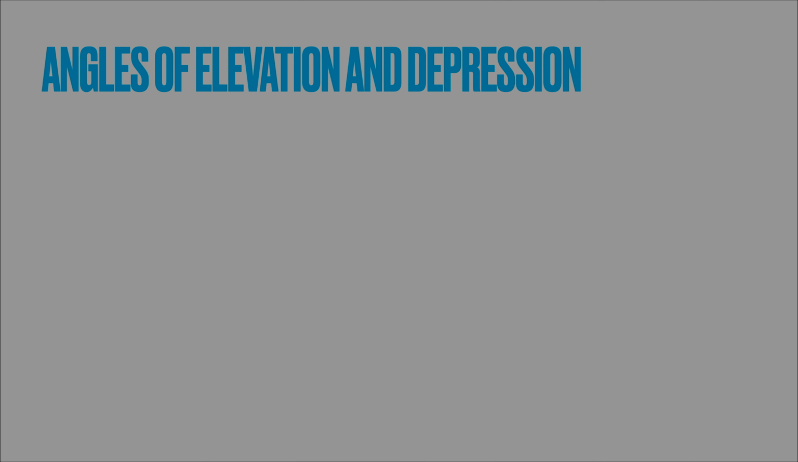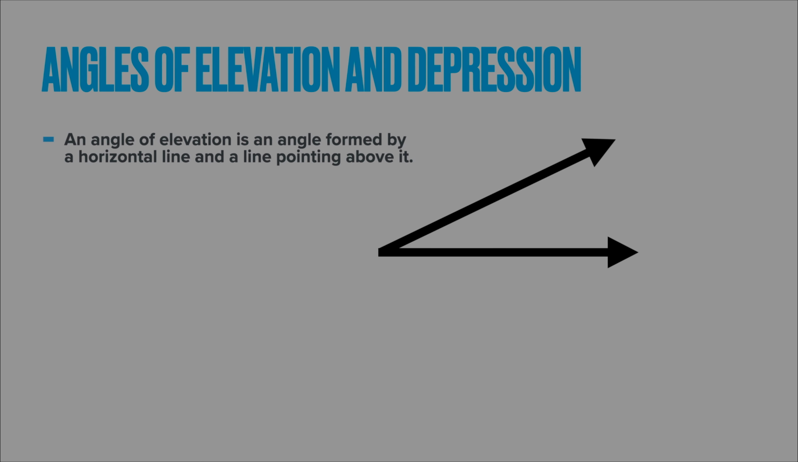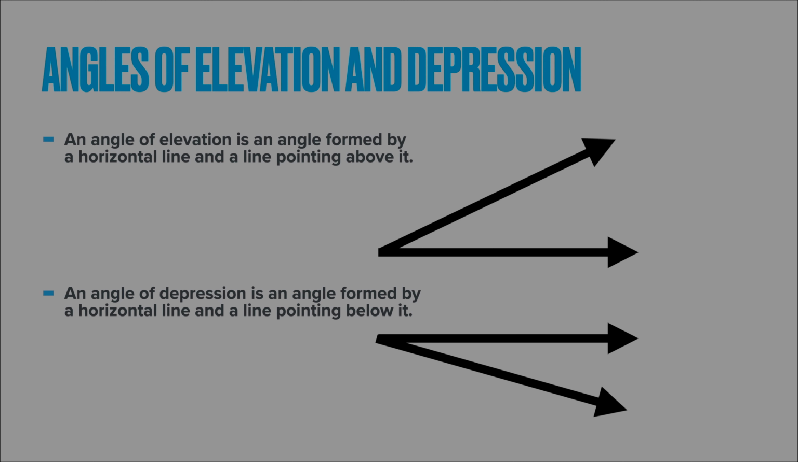Before we can talk about word problems, we need to know about a term. That term is called angles of elevation and depression. An angle of elevation is an angle formed by a horizontal line and a line pointing above it, so it's going up or elevating. An angle of depression, as you might be able to guess, is an angle formed by a horizontal line and a line pointing below it. So it's going down, which would be considered a depression.